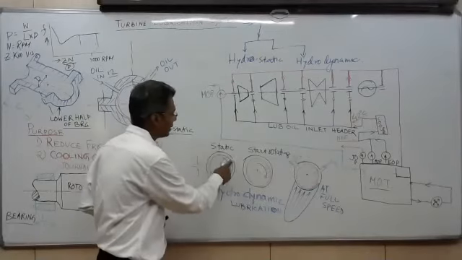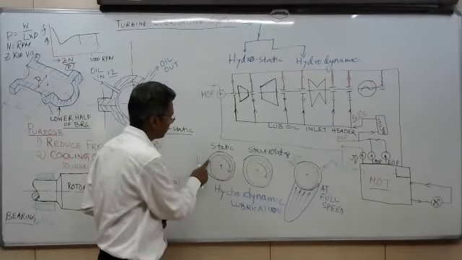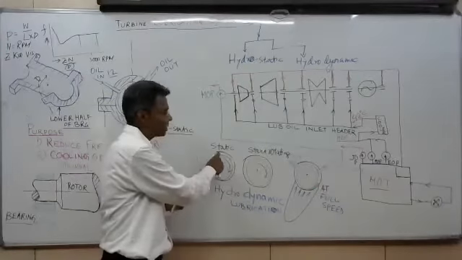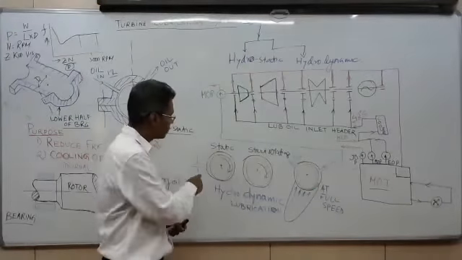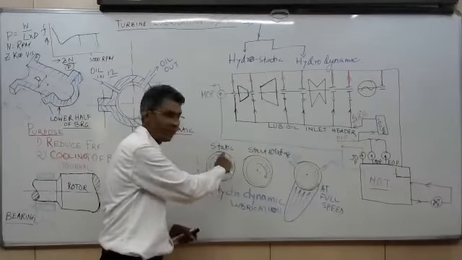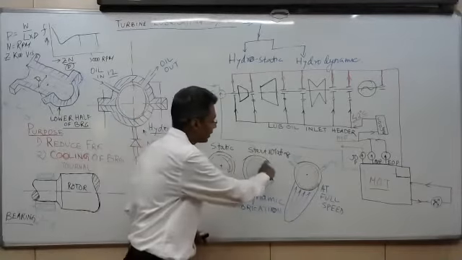So oil inlets and outlets are there. There should be some clearance. That means we are providing oil over here and it is getting out. So oil is filled over here. So now we start rotating.